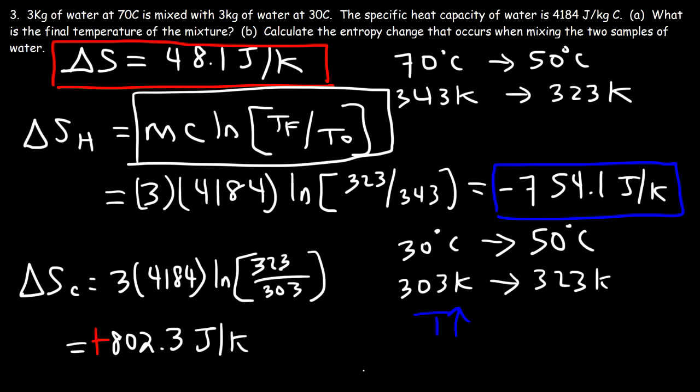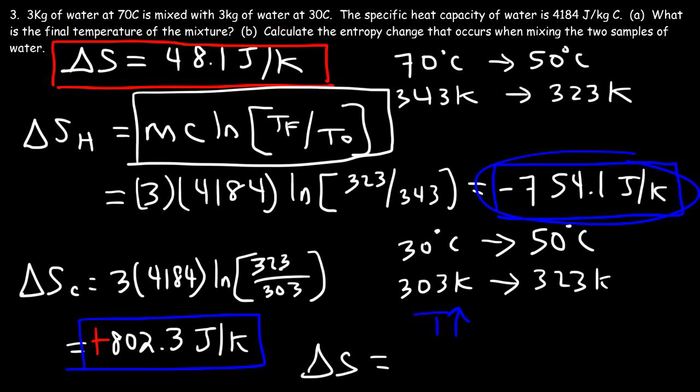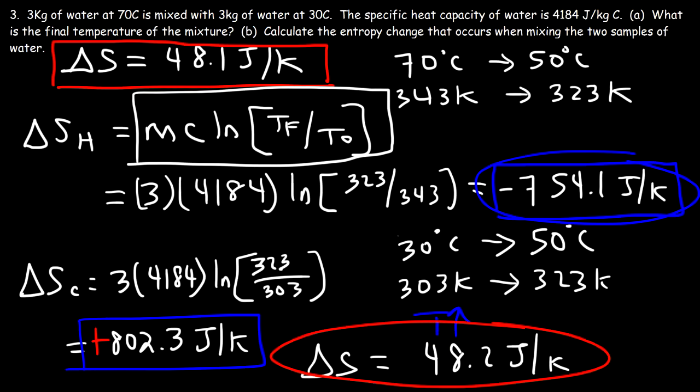So now to calculate delta S for the whole process, we need to add up these two values. So 802.3 plus negative 754.1, this is equal to 48.2 joules per Kelvin. So as we can see, these two answers are very close.